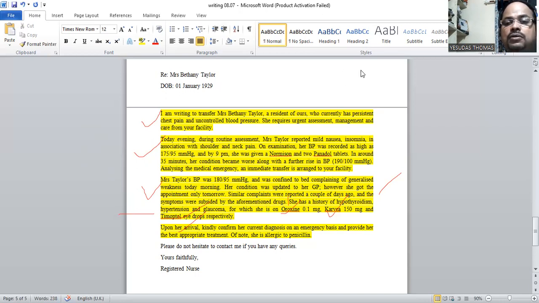Sorry, I have lost my place in between. I think we can start from here again. On her arrival, kindly confirm her current diagnosis. So we need you to confirm her current diagnosis on an emergency basis, urgently, and provide her the best appropriate treatment. And she is allergic to penicillin. This is a reminder.